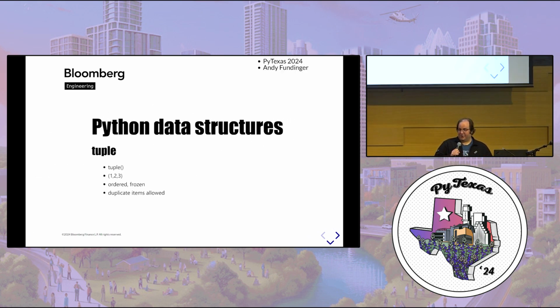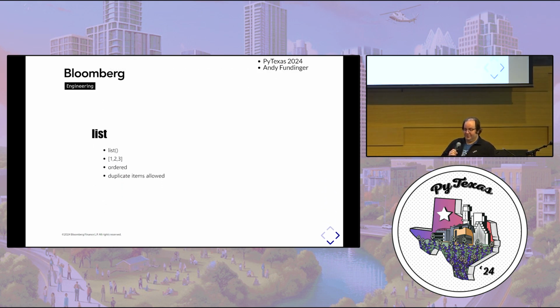Of course, today we're talking about sets, and that means we need to talk about all the data structures. So we'll start with tuples. Tuples we declare with parentheses. They're ordered, they're frozen, they're immutable, and you can have duplicate items. Lists, we go to the square brackets. They're ordered, they're mutable, you can have duplicate items.